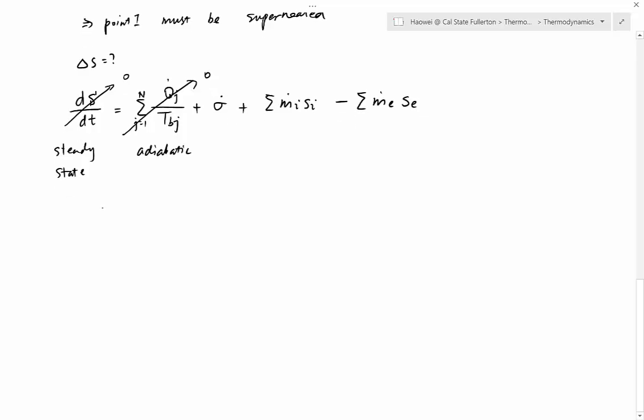So this equation becomes 0 equals 0 plus sigma dot plus, okay, we only have one inlet, so it's going to be m dot S1. I don't even need to give m dot a subscript. Why? Because mass flow rate must be conserved since it is at steady state. m dot 1 must be equal to m dot 2, and if they're equal, there's no need for me to use a subscript. We do the same thing, subtract m dot S2, which is the exit.